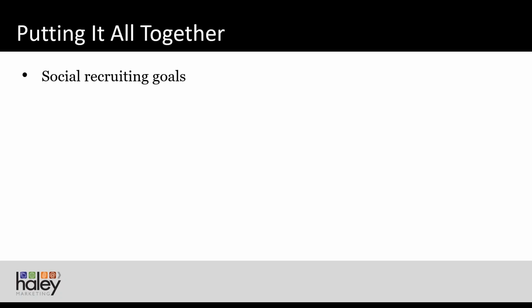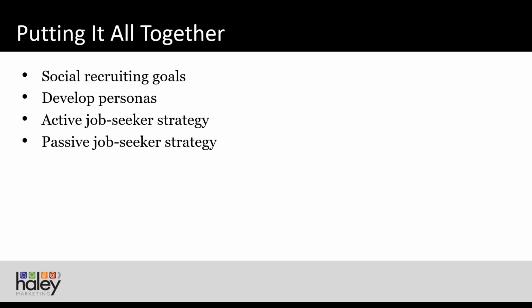Do I have goals for my social recruiting? What types of jobs am I trying to fill? By when? What quantities? What types of audiences do I need to reach? Have I created those personas so I really know the problems and challenges and interests of the people that I want to address? Do I have separate strategies for active and passive job seekers? And do I have different content plans for each type of job seeker, driving them to different content on our website?